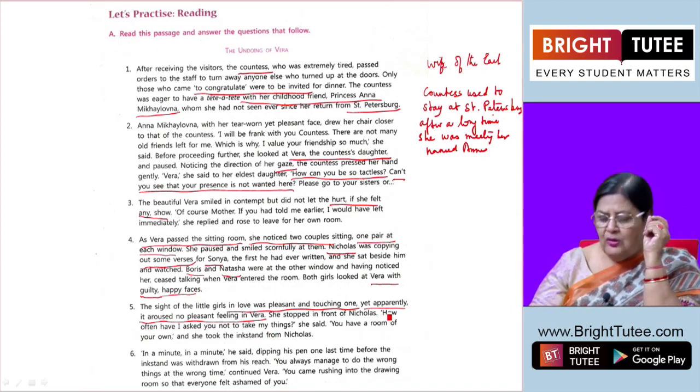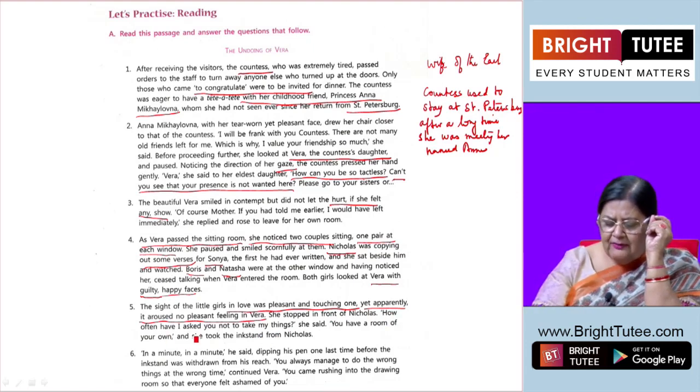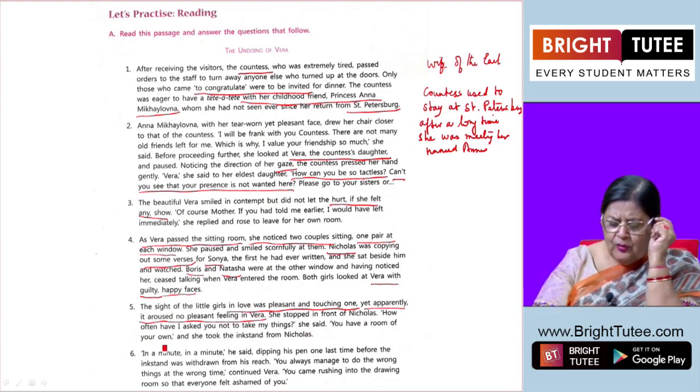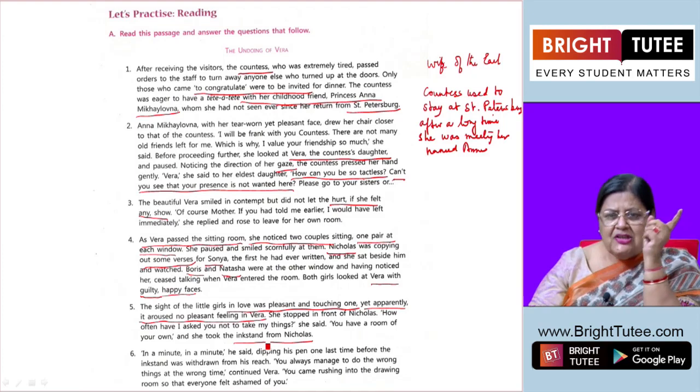She stopped in front of Nicholas and said, "How often have I asked you not to take my things?" She was rude. She said, "Why have you taken my pen or anything to write the verses? How many times did I tell you not to touch my things? You have a room of your own," and she took the inkstand from Nicholas. She said, "Go away to your own room. Since you have got your own room, why are you sitting and handling my things? Please do that. Don't do that. You give your inkstand to me. It's not yours, it's mine. Please don't touch it. You go and sit in your room."